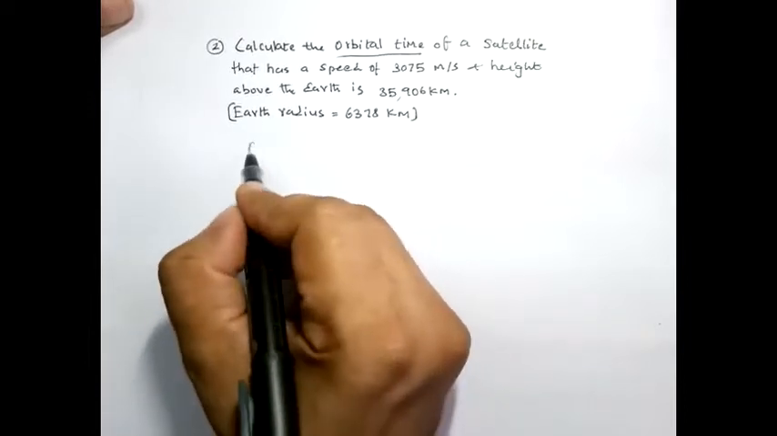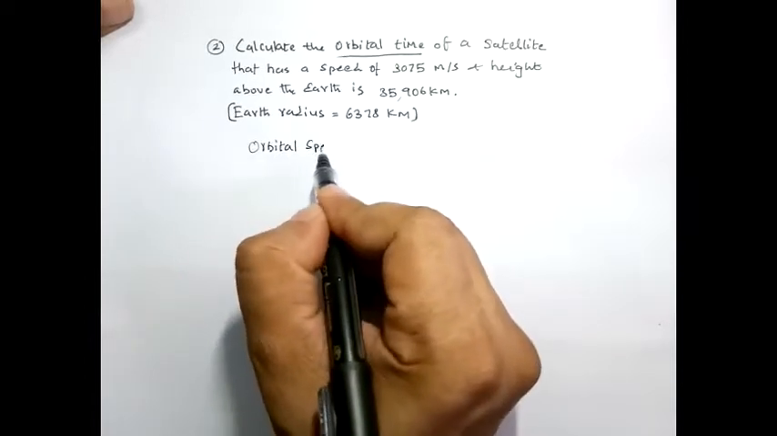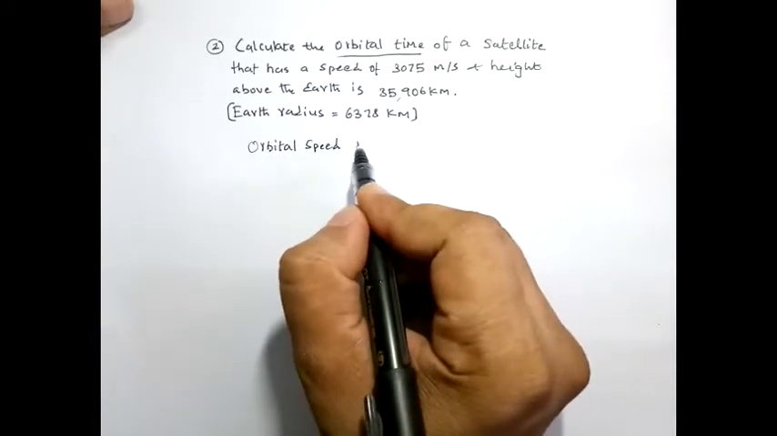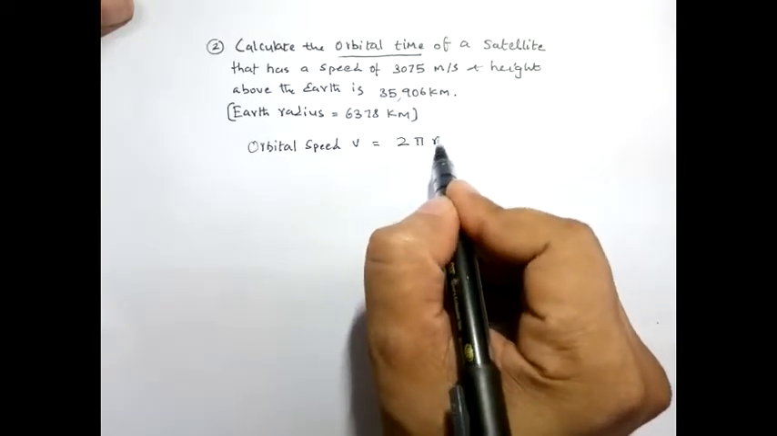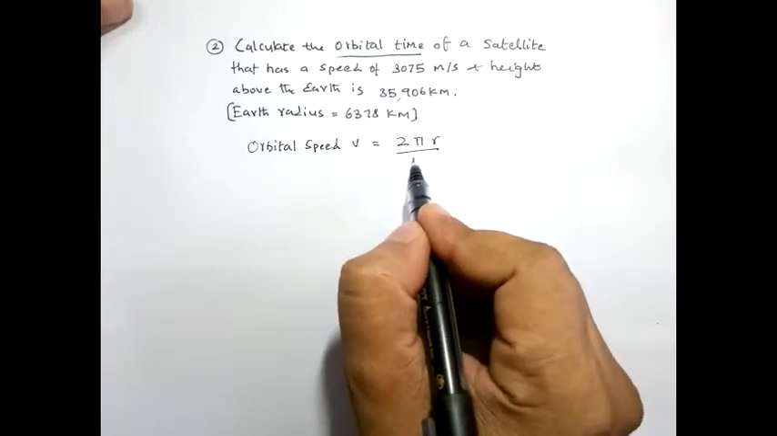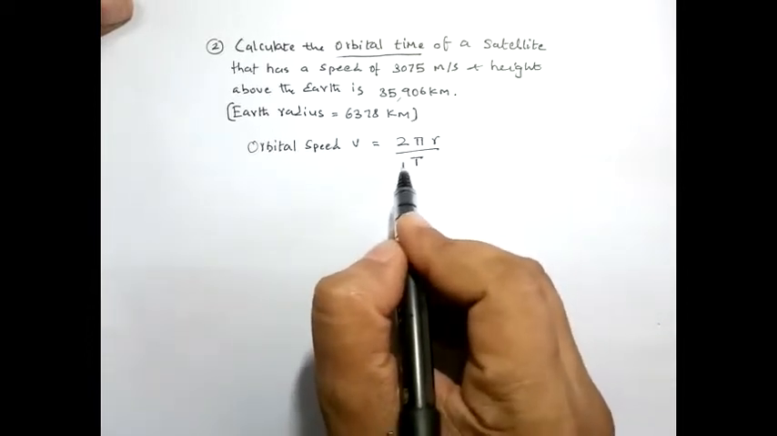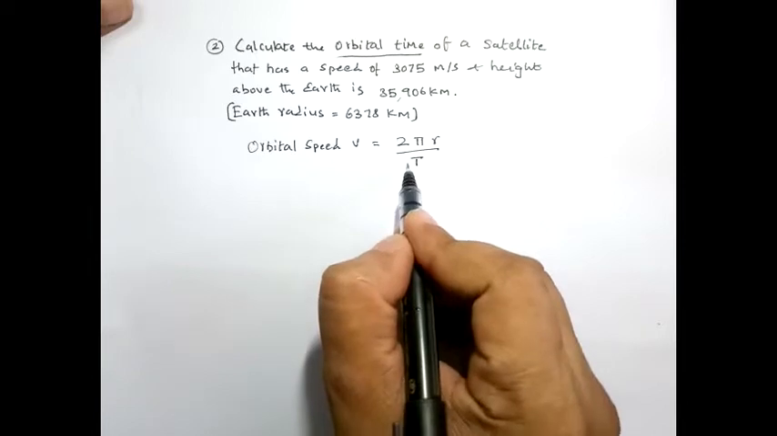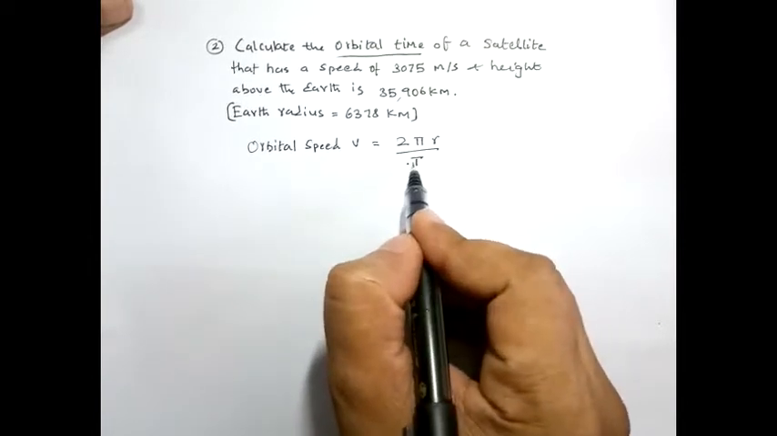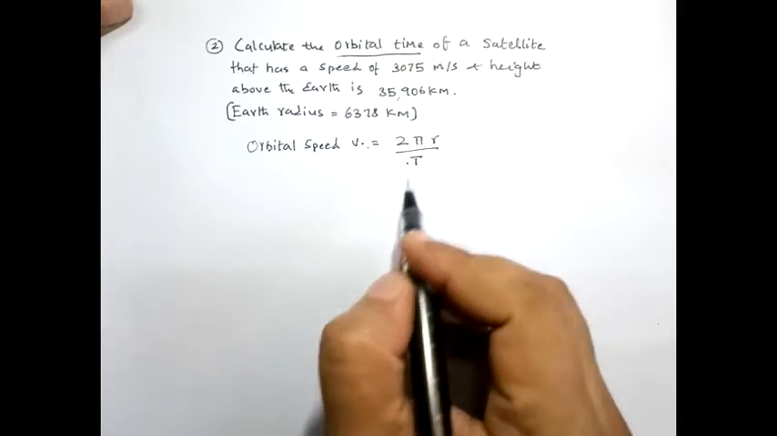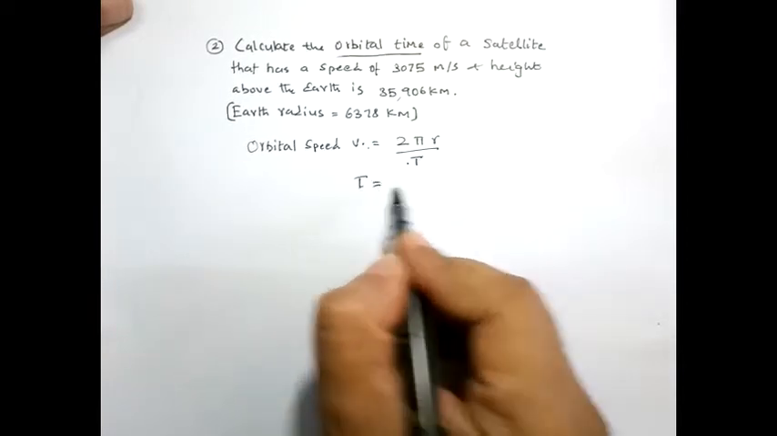So orbital speed v equals 2 pi r divided by t. Now what we are going to do is just interchange. This value is going to go here and this is going to come here, so t is going to go here and v is going to come here. That's it. This is how we have to rearrange the formula.